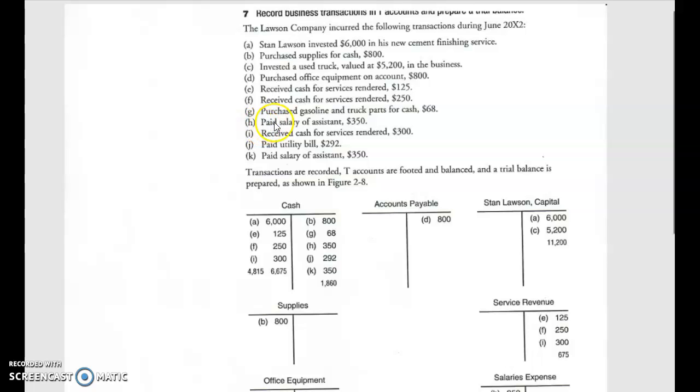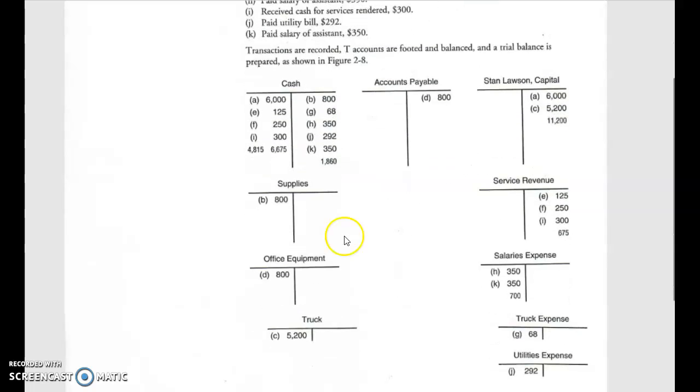Transaction H, paid salary of assistant, $350. We know the key word there is paid, so that's going to come out of cash, and salary will be an expense. So we'll see in cash, transaction H, we credited $350 because we're paying cash, so that will reduce our cash, and then we have incurred salaries expense. So we're going to enter it on the debit side because we have to increase salaries expense. So here is transaction H, and it is a debit for $350.